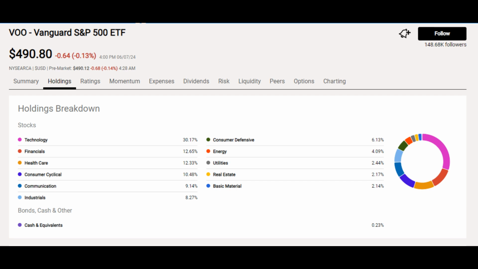Lastly, looking at the sectors inside the S&P, we can see an obvious domination by the tech sector at 30%, followed by financials and healthcare with 12% each.